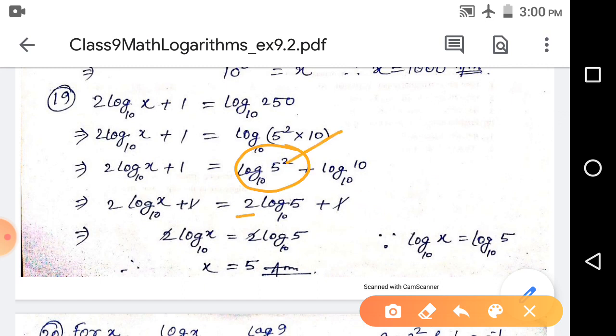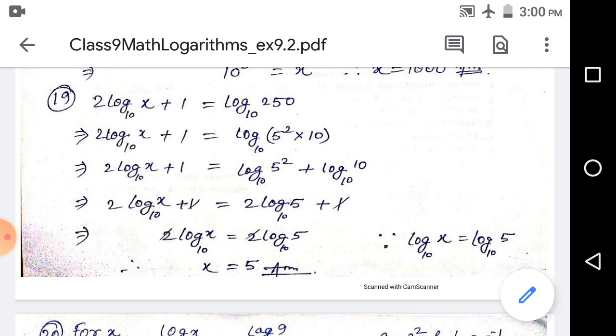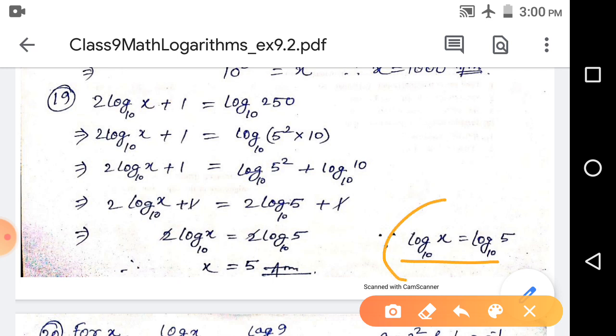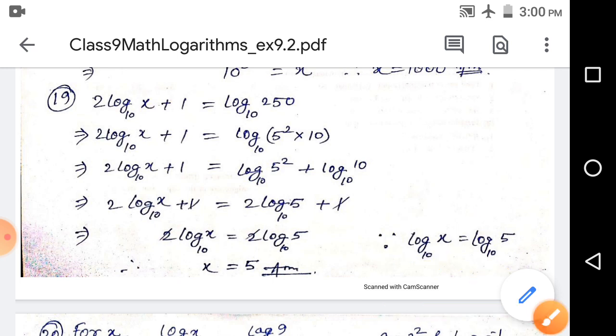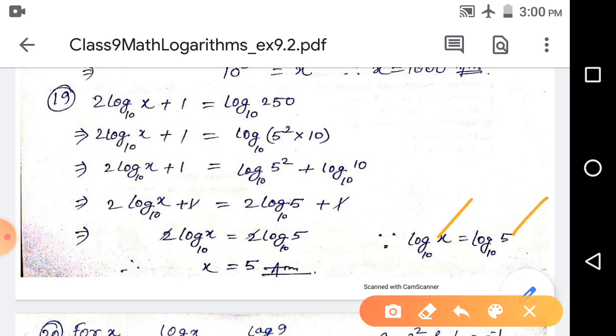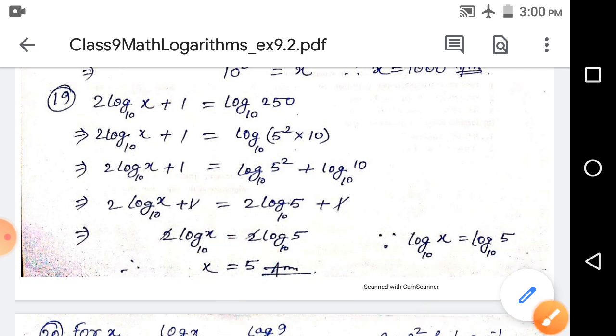This 2 can be taken out in front, and it is 2 log base 10 x. Now this 2 cancels, both sides have 2, and the 1 is also cancelled out, so log base 10 x is equal to log base 10 5. This is what we have, see this line. Now as this part is equal to this part, this x must be equal to 5, because if log m equals log n, then m equals n. Remember that relation. So x equal to 5 is the final answer.